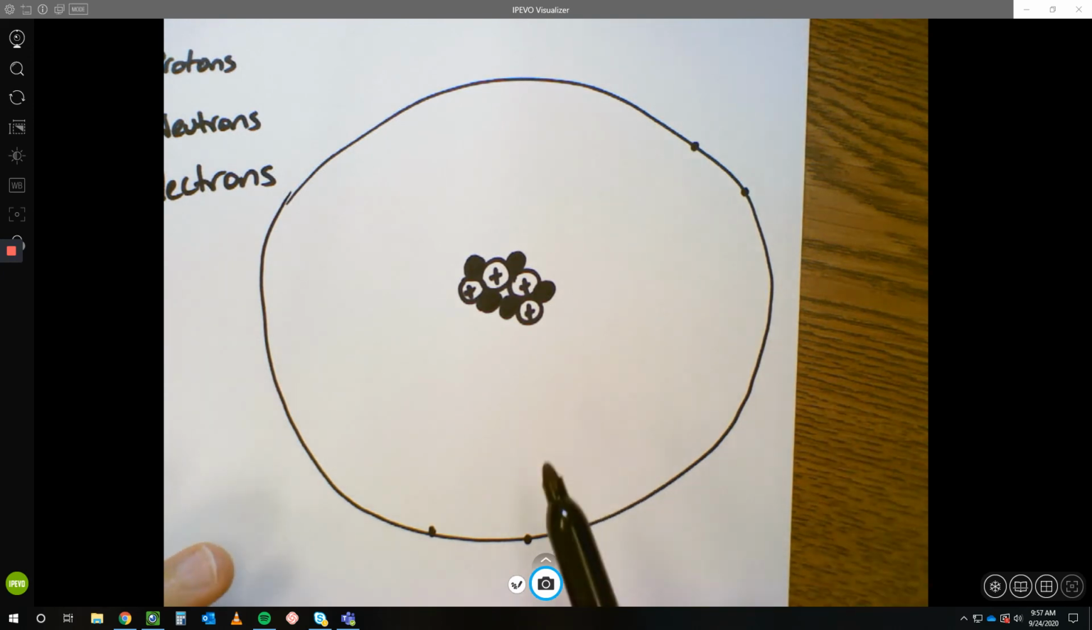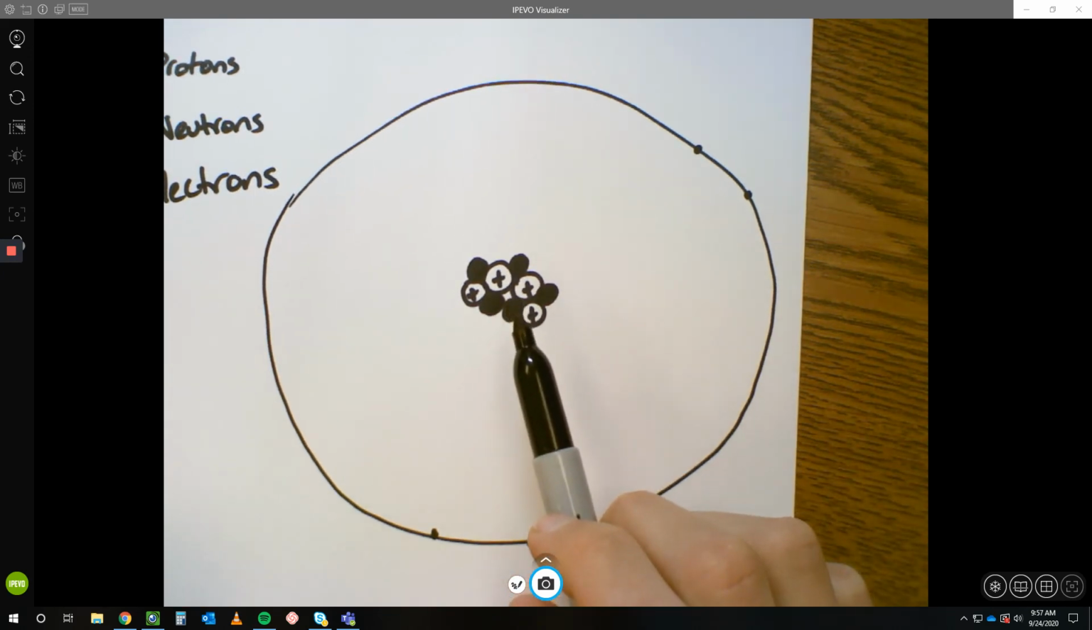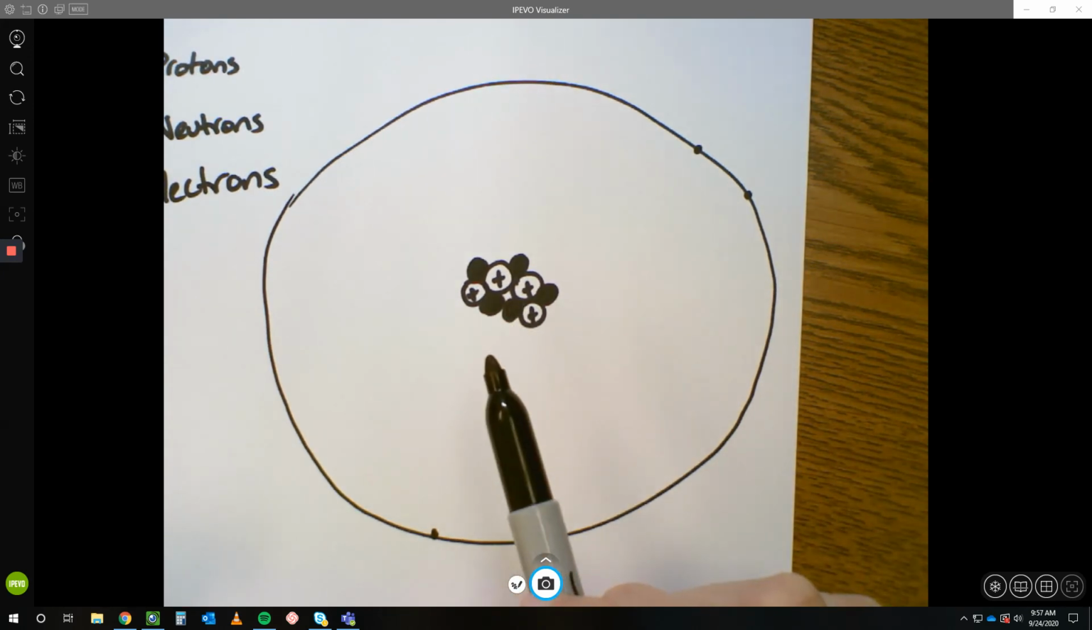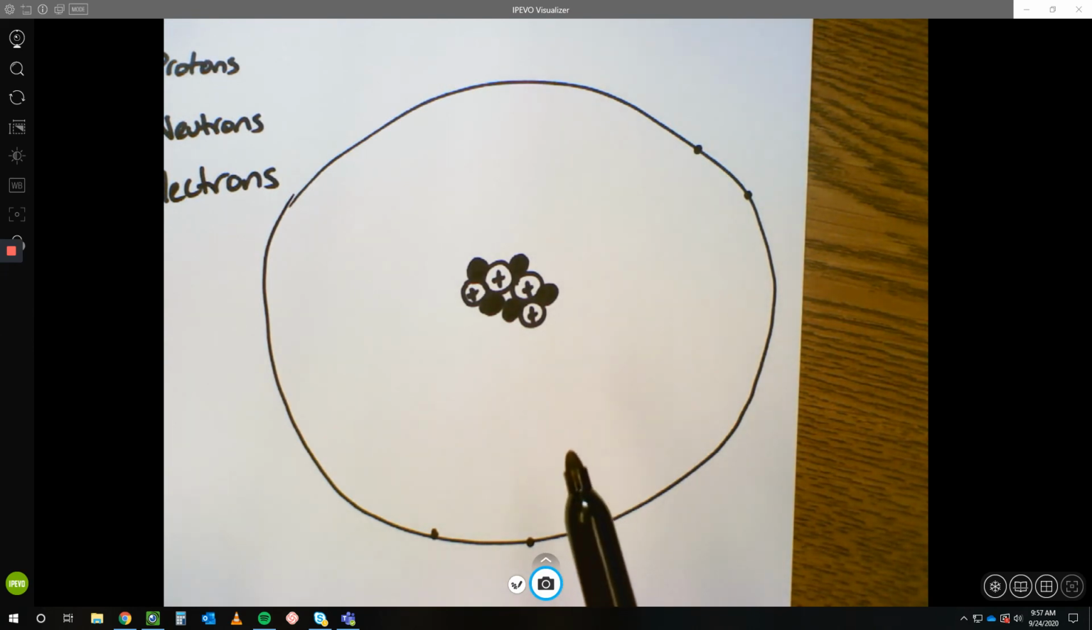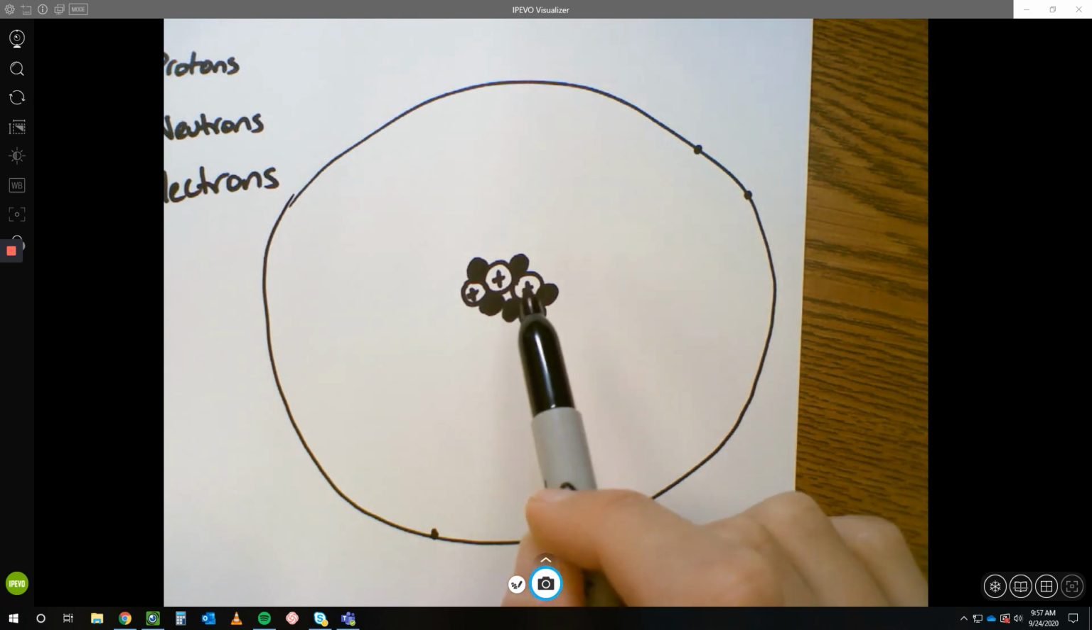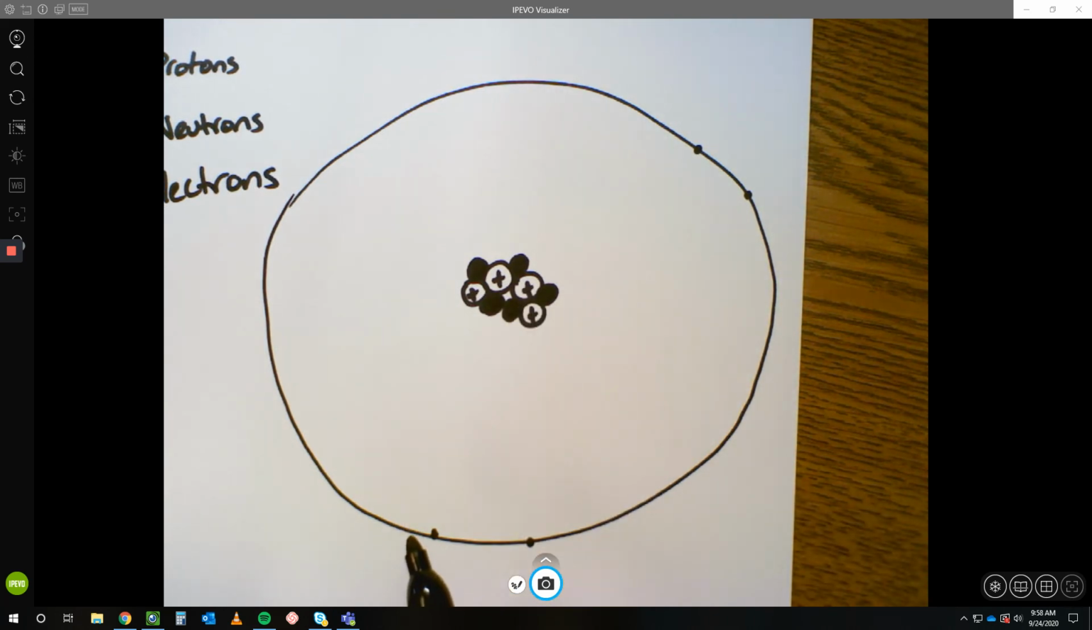Now, if you see protons or neutrons anywhere else besides the nucleus, then they need to be in the middle. There could be the correct number of protons, but if I put one of the protons out here, there would be the correct number, but it wouldn't be in the right place.